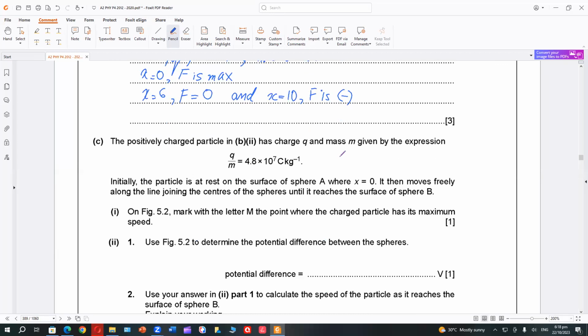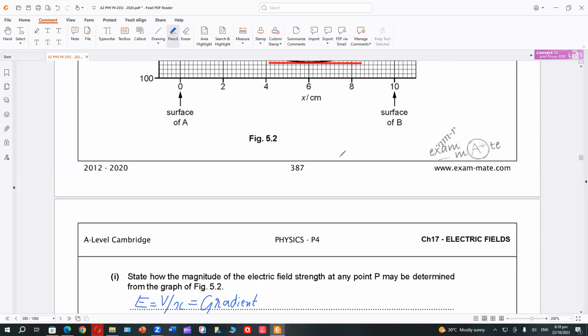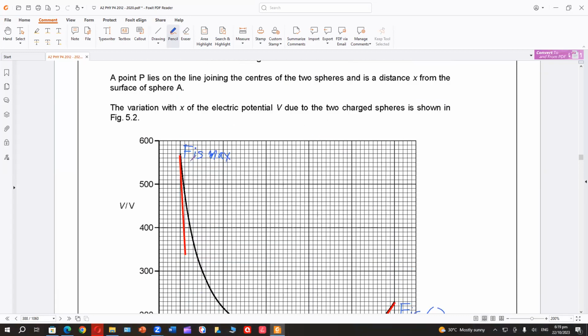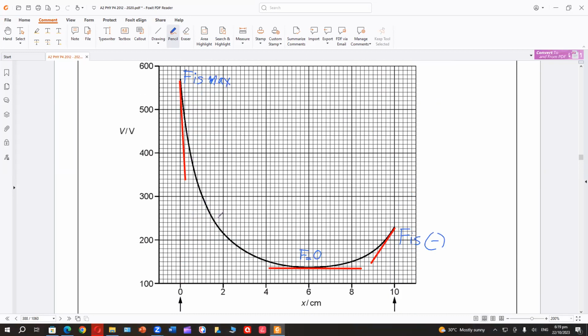The positively charged particle in B part 2 has this. This particle is also positive. So the particle which is moving is also positive. It will be moving towards the bigger sphere B. And look at the potential. Potential is decreasing. Potential becomes minimum, and then potential increases. I have given you the story. Now you can give me the answer.